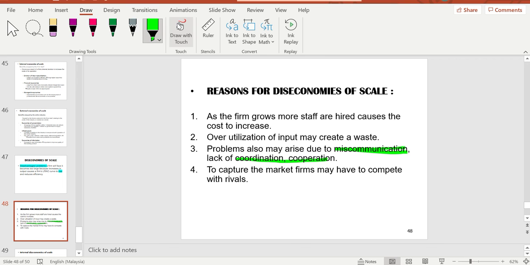Okay. And to capture the market, firm may have to compete with rivals. So ini adalah masalah seterusnya lah. When orang nampak kita dah establish our business, people will start to dream of doing the same business like ours.